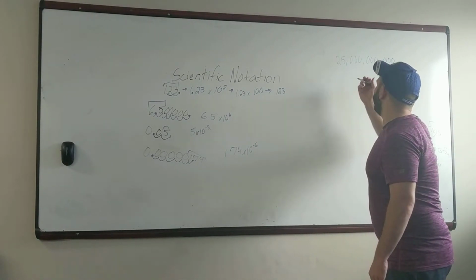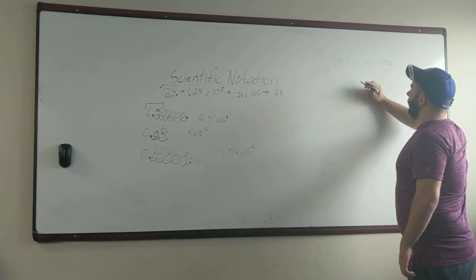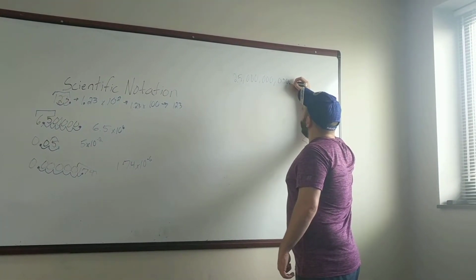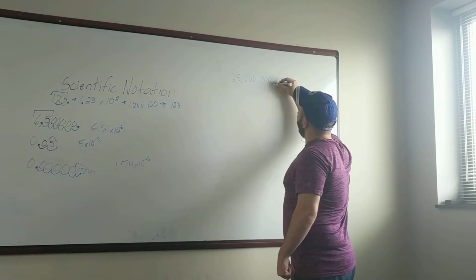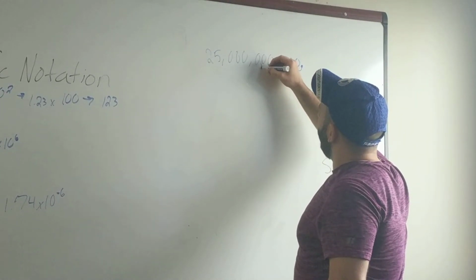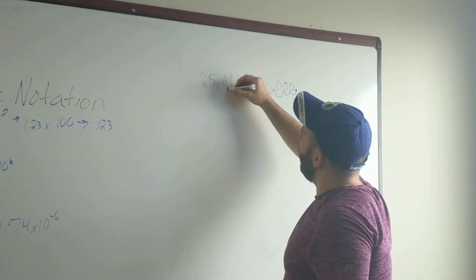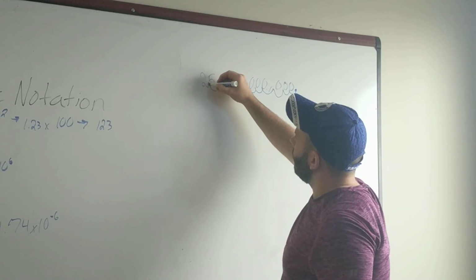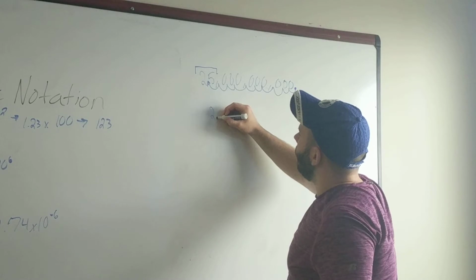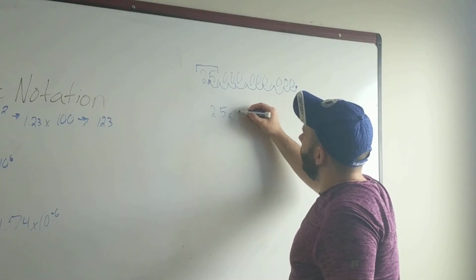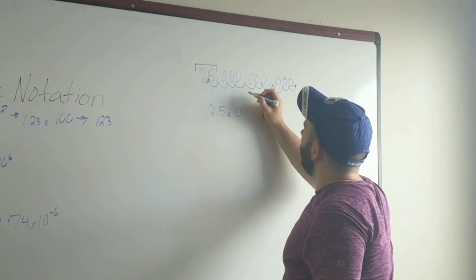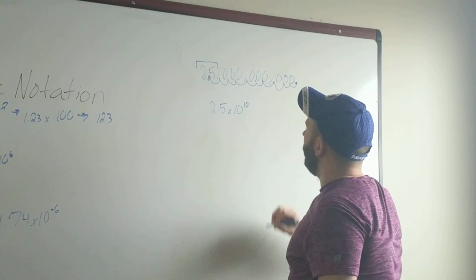All right, lastly, let's just do this one. So 25 billion. So we found our decimal point right here. We'll be jumping forwards with this one. So 1, 2, 3, 4, 5, 6, 7, 8, 9, 10. Our sig figs are 2 and 5. So we have 2.5 times 10 to the 1, 2, 3, 4, 5, 6, 7, 8, 9, 10th power.